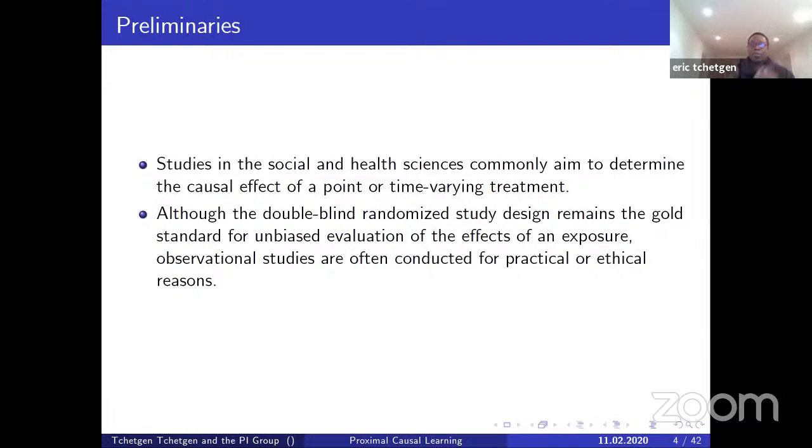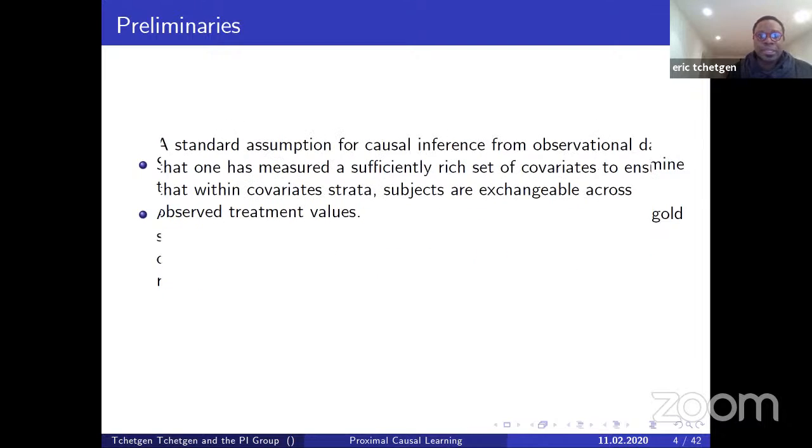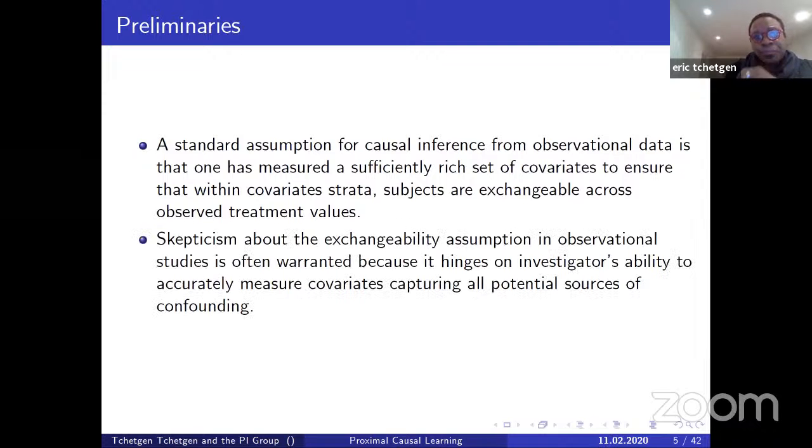Although ideally, we would love to run a double-blind randomized study, often in practice we cannot for ethical or practical reasons. The standard assumption for causal inference from observational data is that one has measured a sufficiently rich set of covariates to ensure that within covariate strata, subjects are exchangeable across observed treatment values. Skepticism about the exchangeability assumption in observational studies is often well warranted, and that's because the assumption hinges on an investigator's ability to accurately measure covariates capturing all potential sources of confounding.